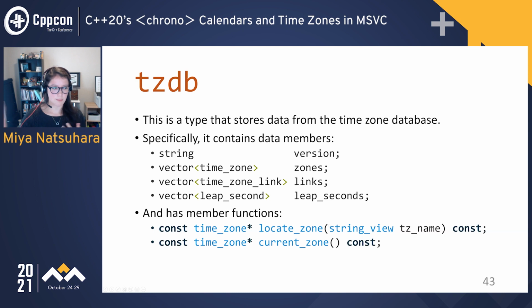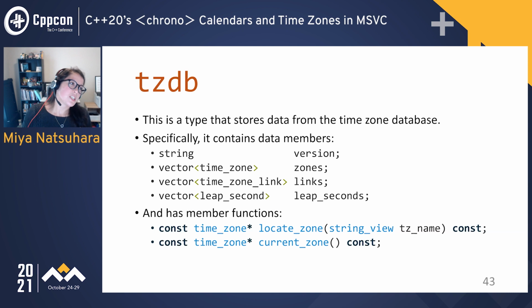It also has some member functions. You can ask, hey, what is my current zone, depending on the OS that I'm using? And can I locate a zone given the name of a time zone? So if I pass in America/New_York, it'll give me the time zone object pointer for America/New_York.